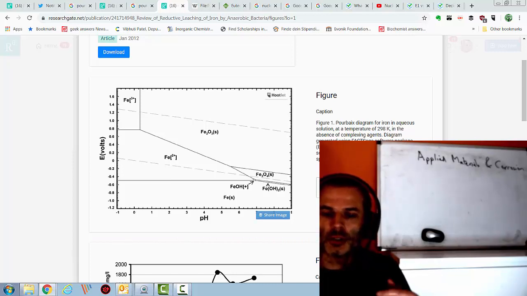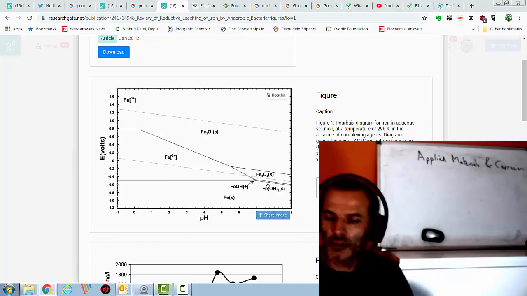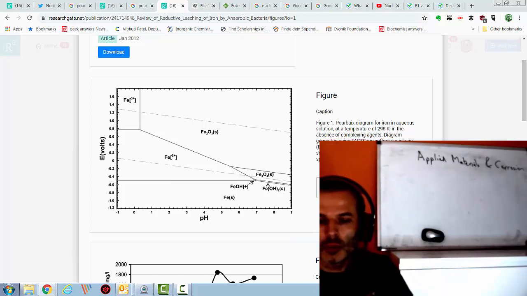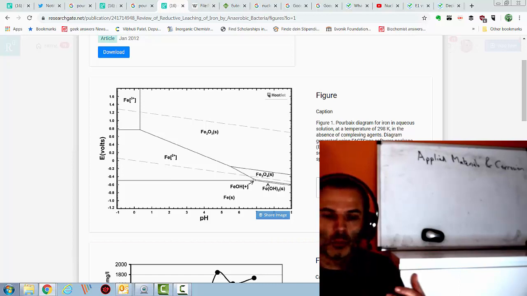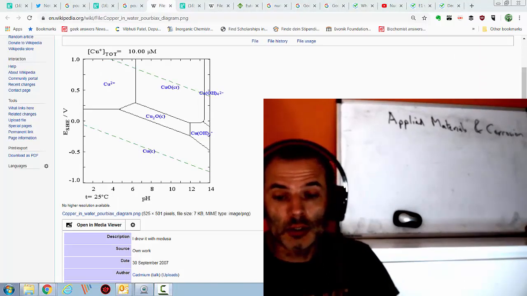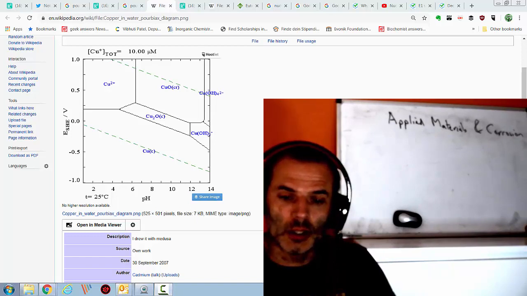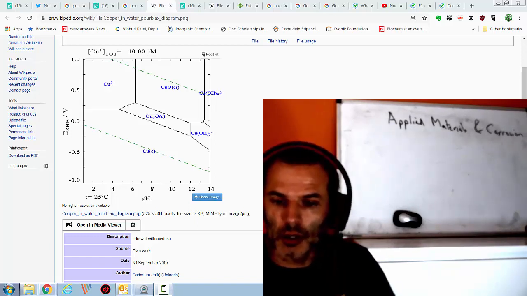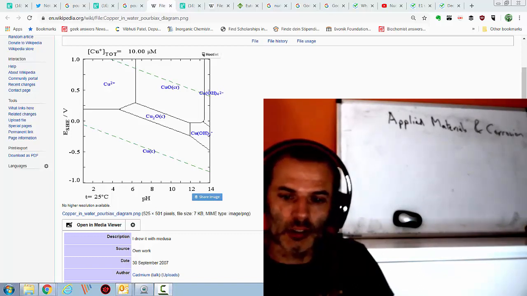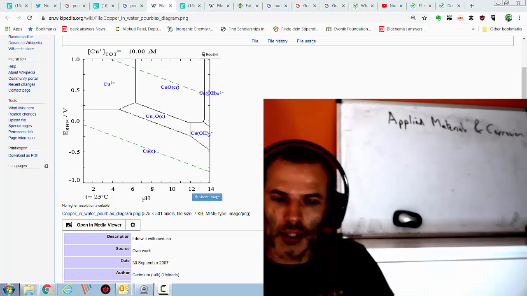slow it down. If we took an even less reactive metal, such as copper or silver, we would see that it crosses the hydrogen line, and sometimes it crosses even the oxygen line for noble metals like gold, for example. So if we look at this diagram, we can see that copper is completely stable. It will never corrode. Thermodynamically stable means it doesn't matter what you do, it will never corrode in deoxygenated water.